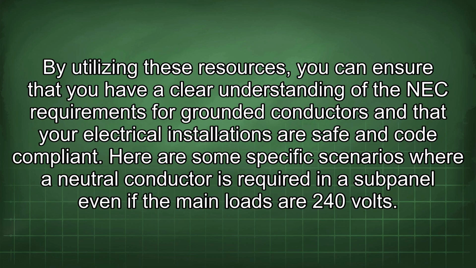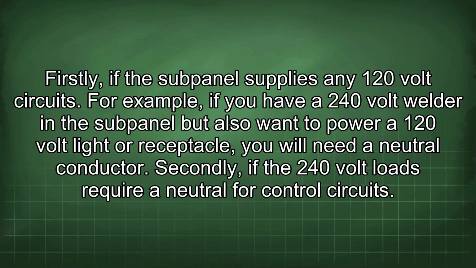By utilizing these resources, you can ensure that you have a clear understanding of the NEC requirements for grounded conductors and that your electrical installations are safe and code compliant. Here are some specific scenarios where a neutral conductor is required in a subpanel even if the main loads are 240 volts. Firstly, if the subpanel supplies any 120 volt circuits. For example, if you have a 240 volt welder in the subpanel but also want to power a 120 volt light or receptacle, you will need a neutral conductor.